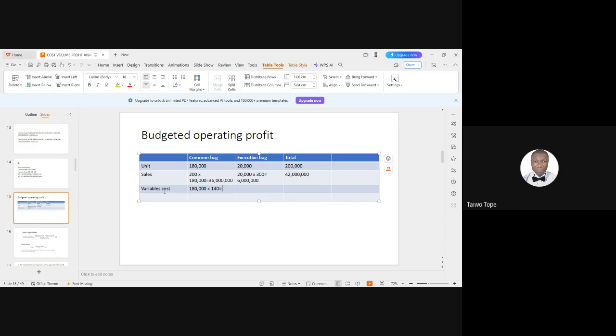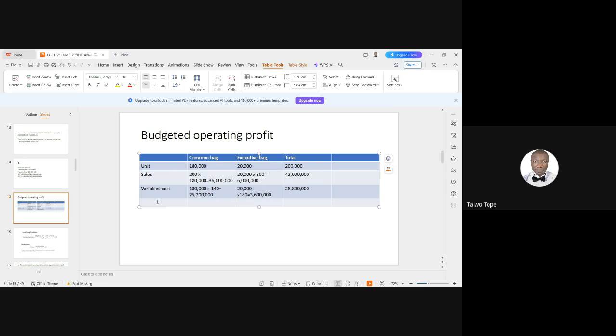25 million 200,000. And for the executive 20 units, the variable cost associated with it is 180,000, and the result will be 3,600,000. So in total, 28,800,000.